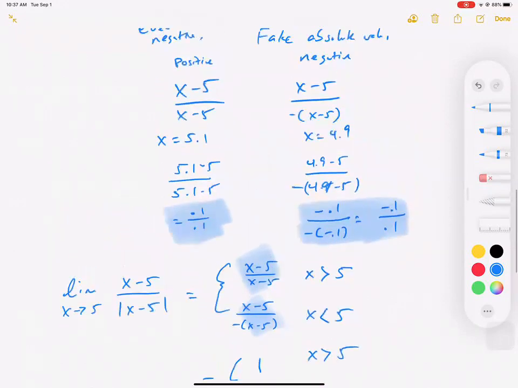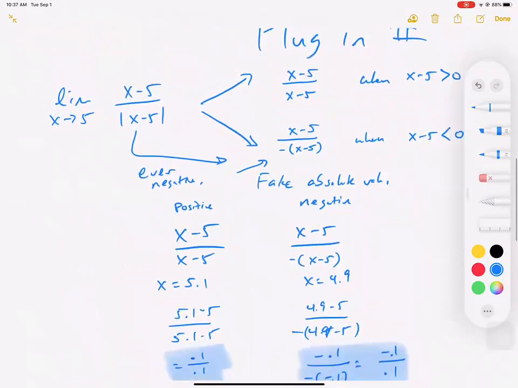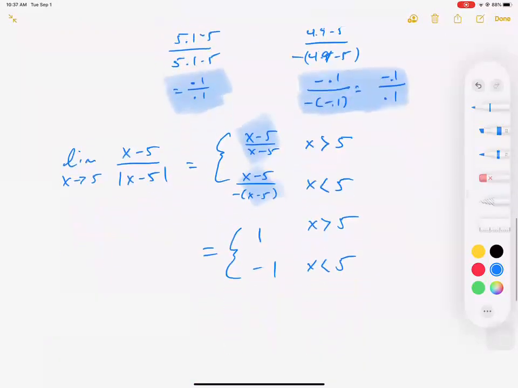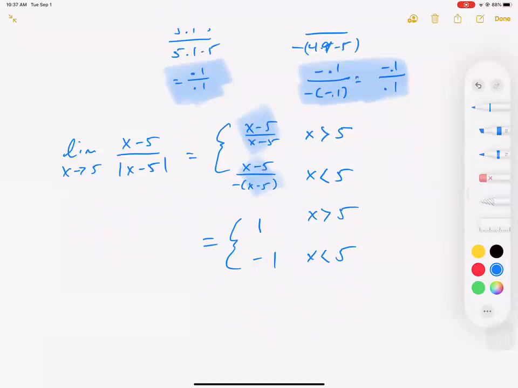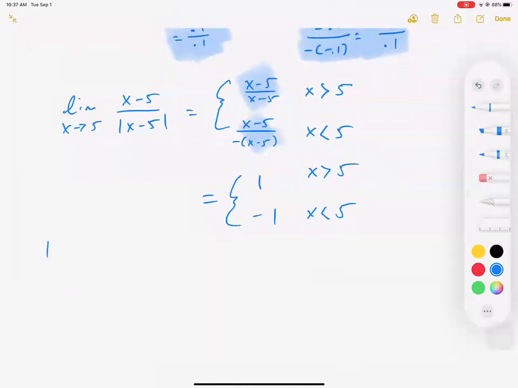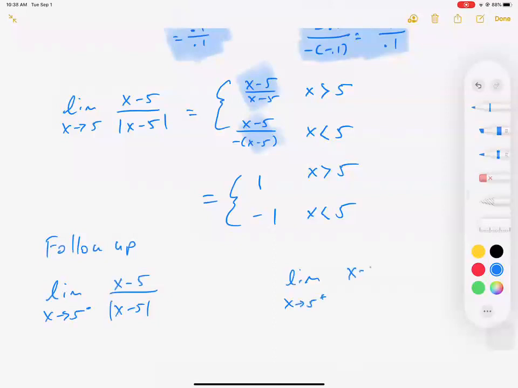And that's our graph here. That's what the graph should have been. So my follow-up question is this. What is the limit as x approaches 5 from the left side of (x minus 5) over the absolute value of x minus 5? What is the limit as x approaches 5 from the right side of (x minus 5) over the absolute value of x minus 5?